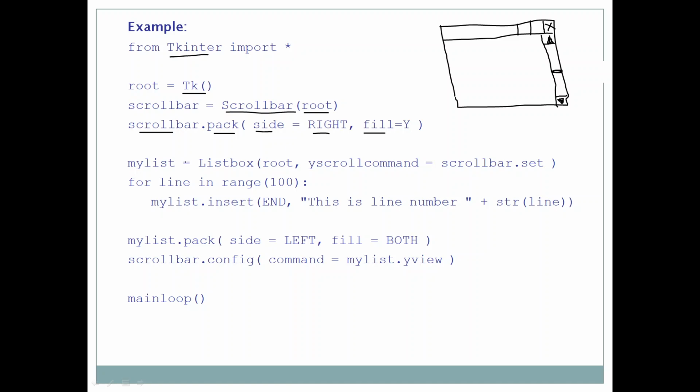Then we are creating a list. You can see mylist, a list box. To that again we are passing the parent.